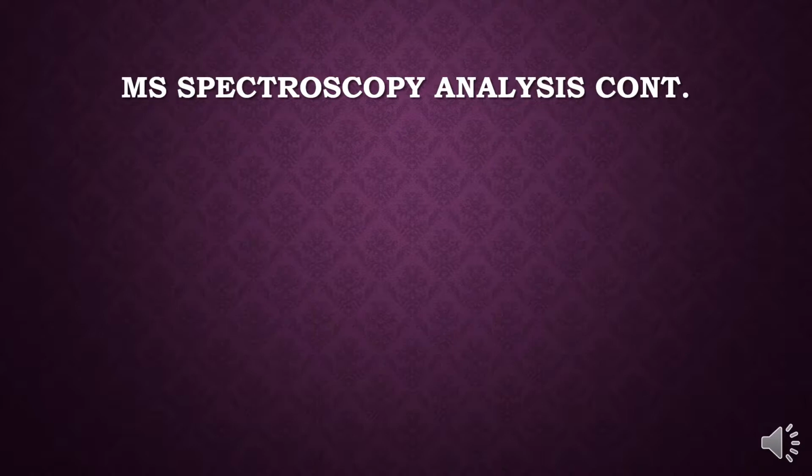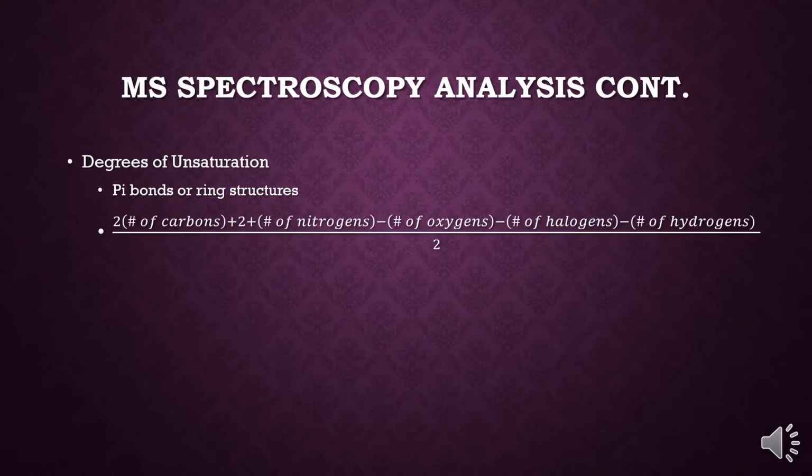Now in step 4, you're going to focus on your degrees of unsaturation. As I mentioned earlier, this is going to tell you how many hydrogens have been displaced by other groups. This is usually done through the formation of pi bonds or ring structures. That limits how many hydrogens can be bonded to the carbons involved. To find your degrees of unsaturation, you use this equation, which is 2 times the number of carbons plus 2 plus the number of nitrogens, minus the number of oxygens, minus the number of halogens, minus the number of hydrogens, all divided by 2.